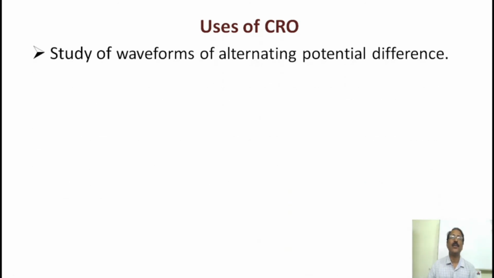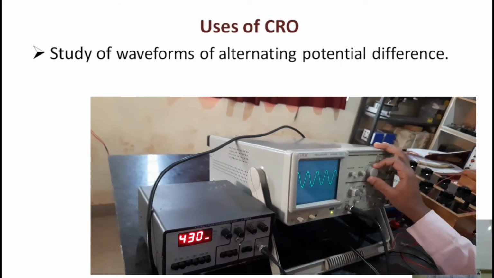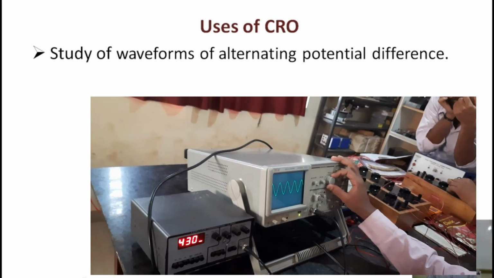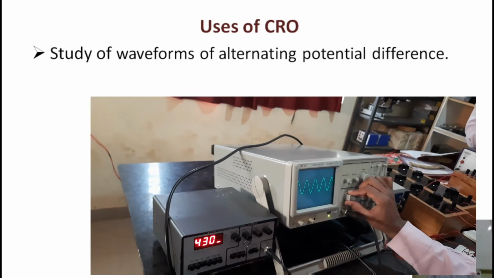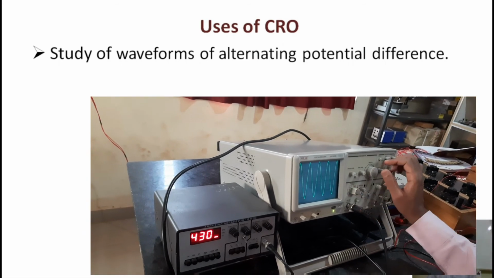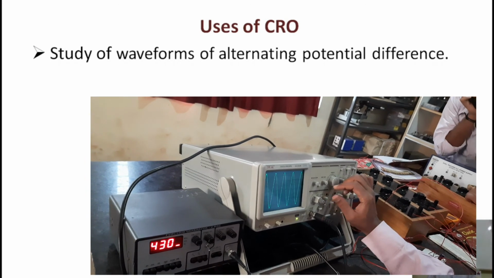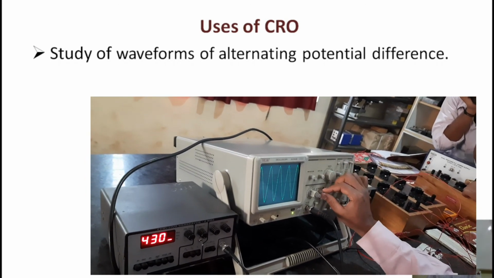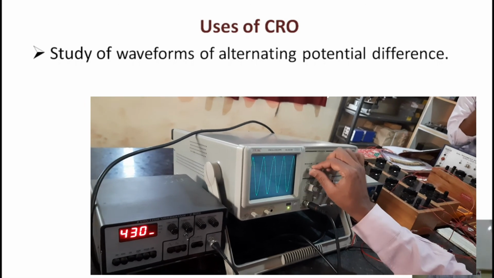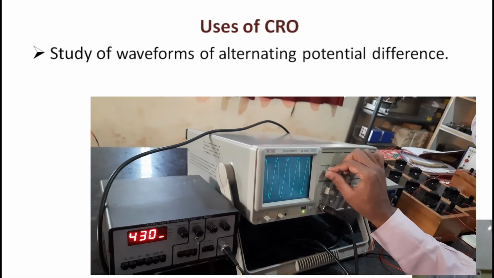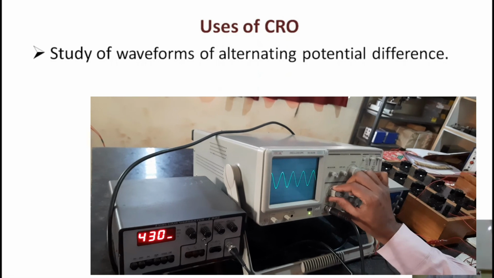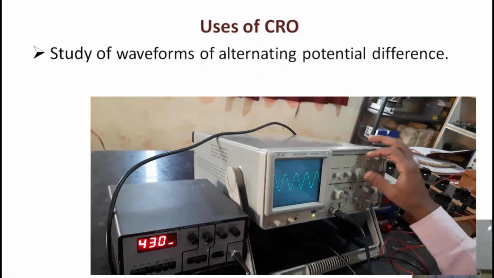Cathode ray oscilloscope is used to study the waveforms of alternating potential difference. To study this, the signal is fed to the Y input. The size of the figure displayed on the screen can be adjusted by operating gain controls. The time-base frequency can be changed to accommodate one or two or more cycles of Y input.